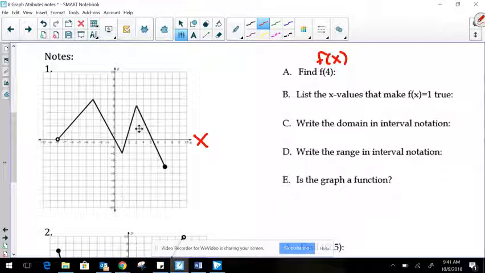Then I go up or down until I find where the line hits it. So it hits right here. Then the y value of that is 3. I have to go over here to the y-axis and see where it lines up. Okay, so that's the first one. F of 4 is 3.